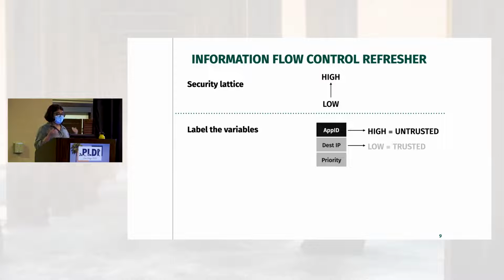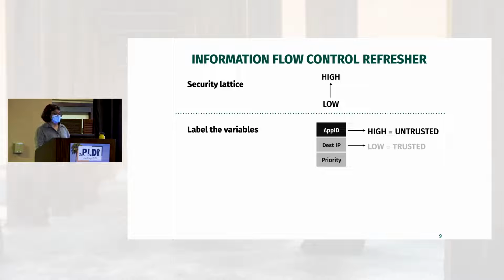Now, you're going to label your variables in the program using the labels provided by your security lattice. In this case, we can consider that the application ID field that we were talking about in our previous example can be labeled as a high field, meaning that it is an untrusted or manipulable field. Similarly, we can label fields like the destination IP and priority as low or trusted fields.